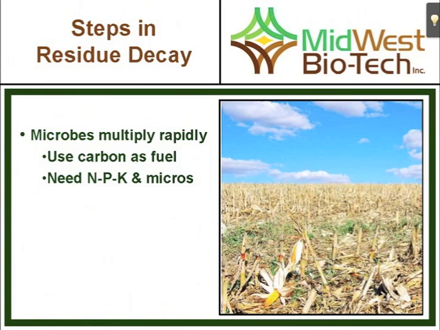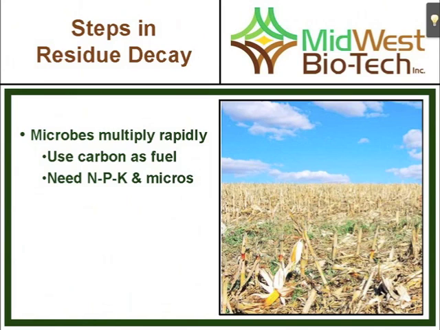But as the microbes multiply, and they can multiply very rapidly, a single bacterial cell within a few days can multiply to be several million. So the decay process ramps up very quickly under the right conditions. And we'll talk about the conditions here in a moment. But if there's enough moisture and enough temperature, the microbes multiply in the soil, swarm over any of the residue that's at or touching the soil surface.